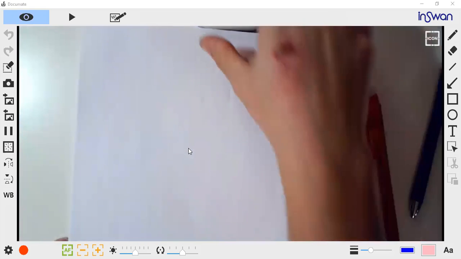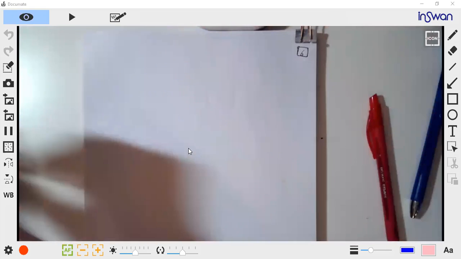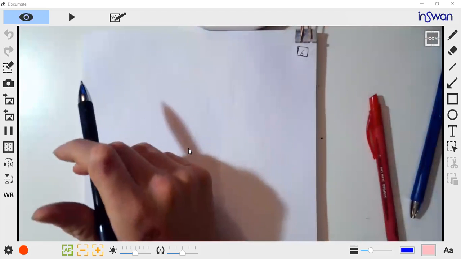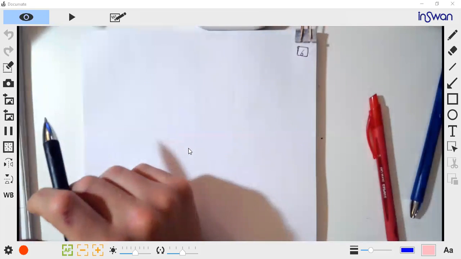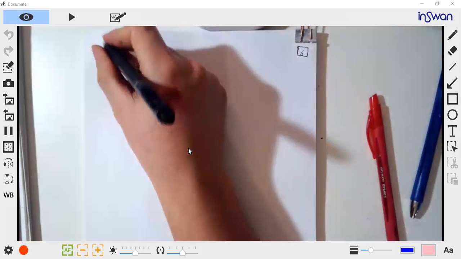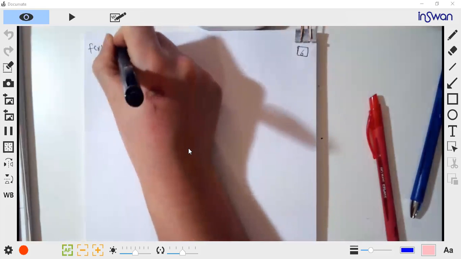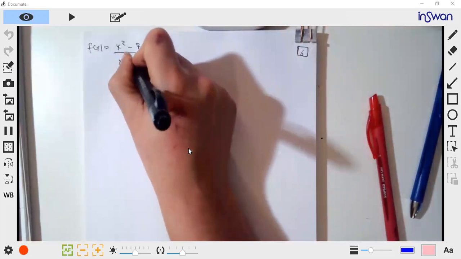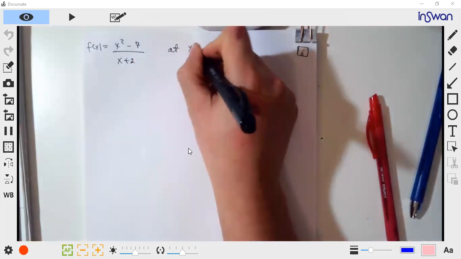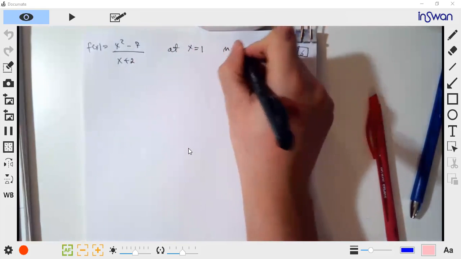Time to continue with section 1.8. Let's do another example here. Let f of x equal x squared minus 7 divided by x plus 2, at x equals 1. What is m?